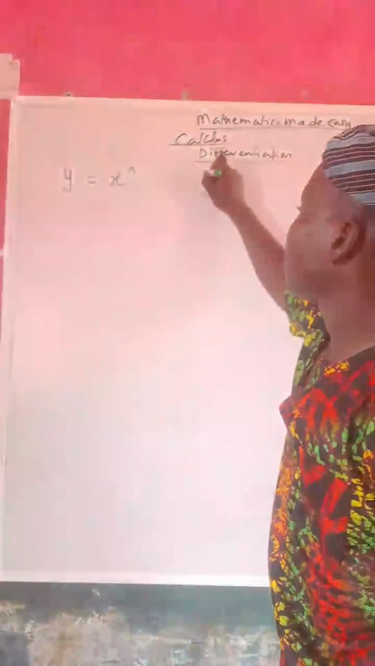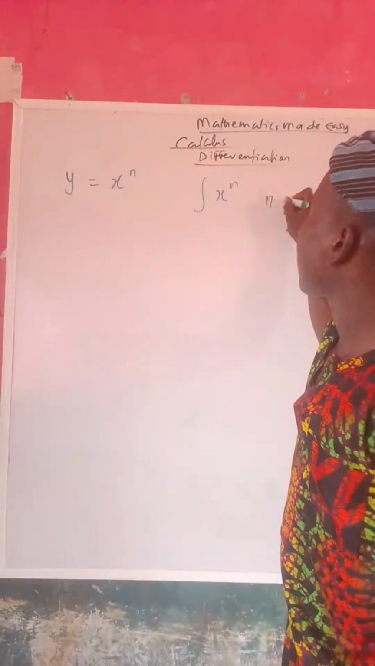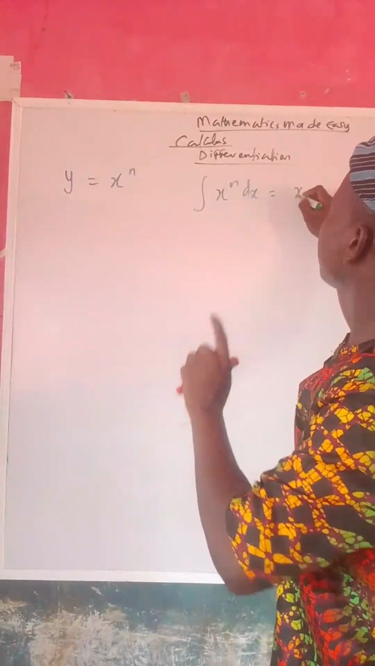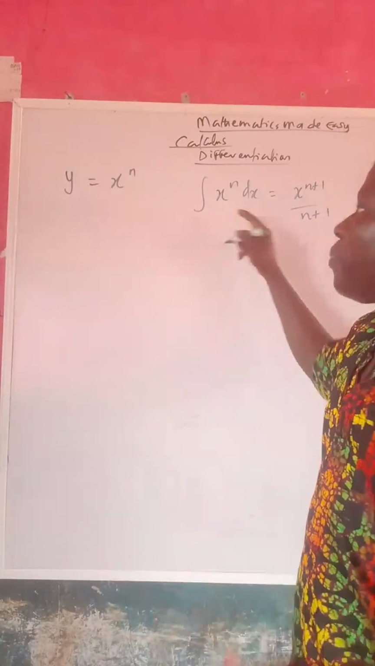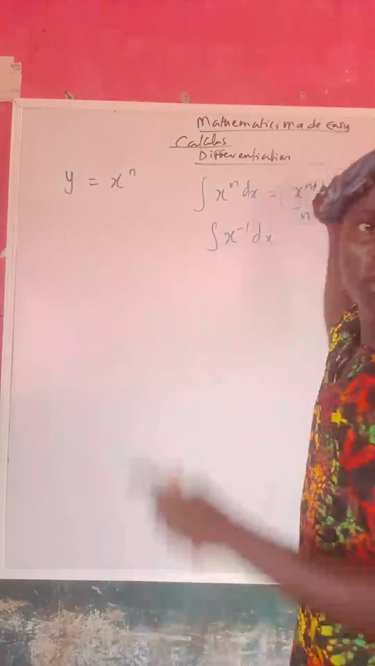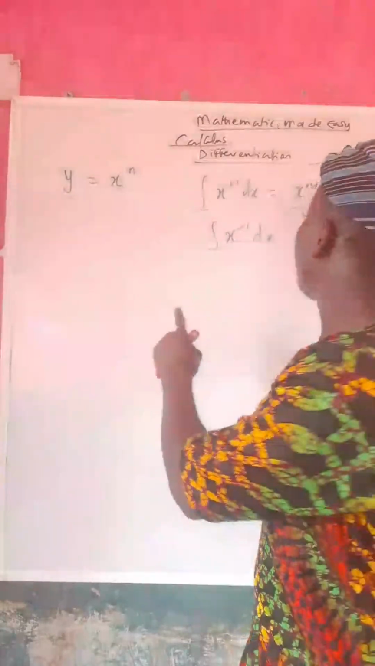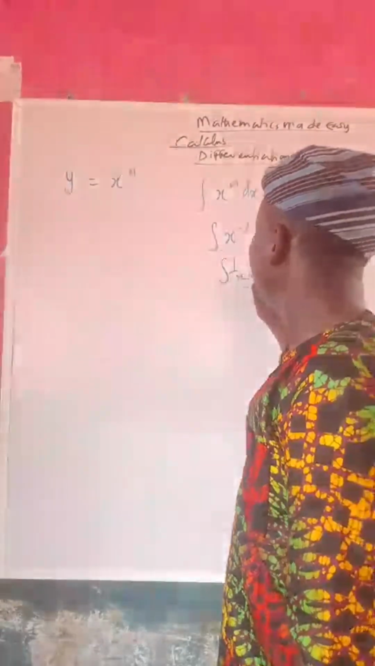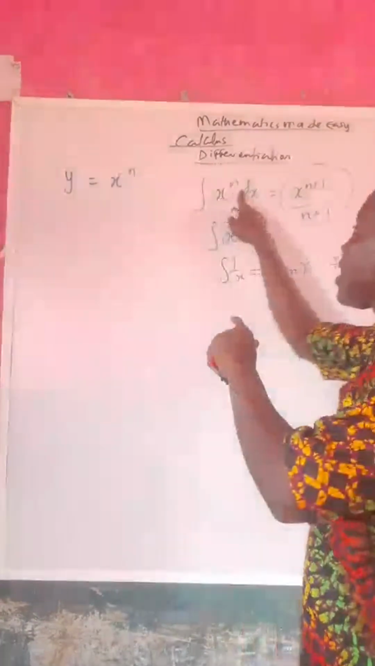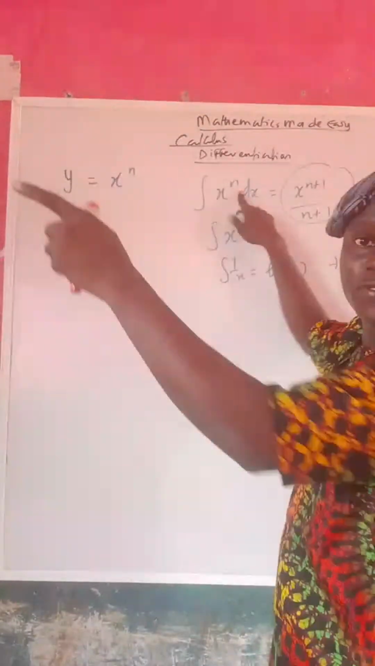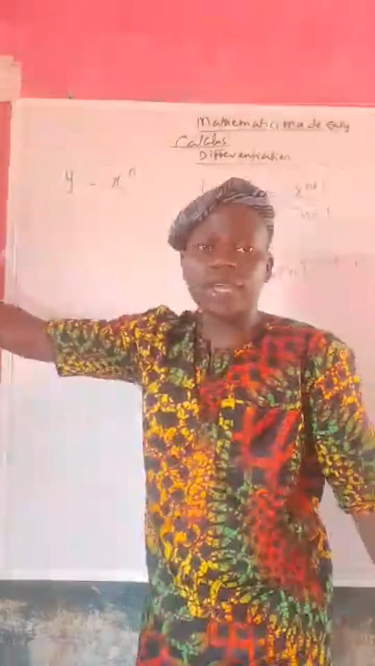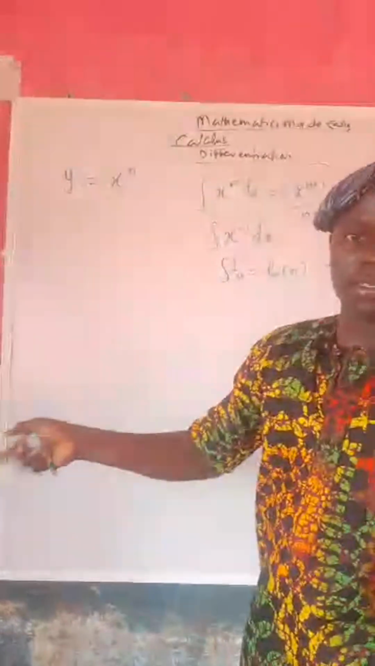But in the case of integral, we have the integral of x raised to power n, which is equal to x raised to the power of n plus 1 over n plus 1. But if you have the integral of x raised to the power of -1 dx, you cannot make use of this formula. Why? Because the integral of 1 over x is natural log of x plus c. So when you're talking about integral, your n cannot be -1, but it could be -2, it could be any number except -1, because if you integrate x to the power of -1, you are going to get natural log of x. So take note of that.